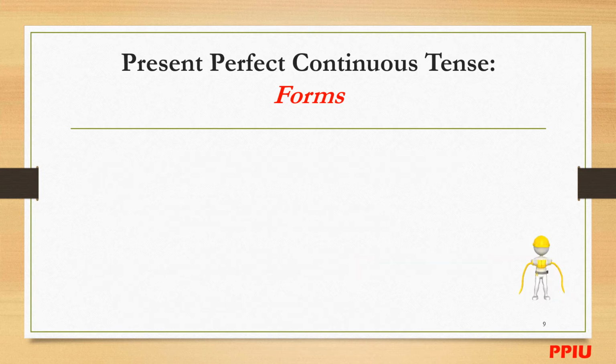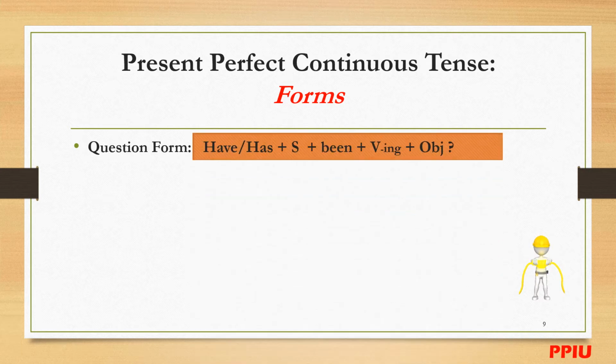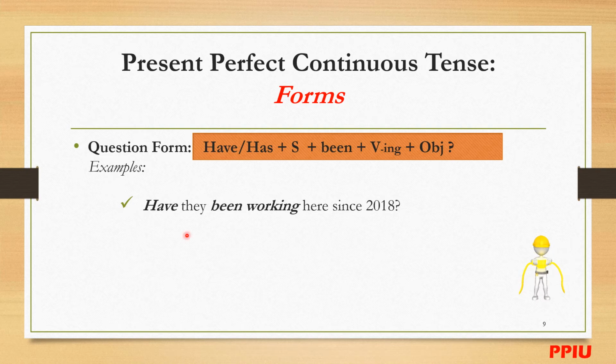Next, we just go to the question form, which will have have or has at the beginning of the sentence. So it will become the question form in here. Example, have they been working here since 2018? The other one, has she been studying for 3 years? So we can move have or has in here. This one becomes the question form, all right?